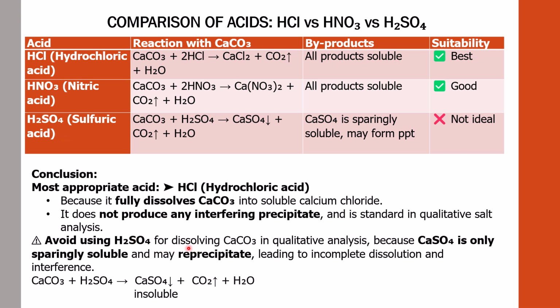This is because dissolving calcium trioxocarbonate(IV) in sulfuric acid in qualitative analysis will produce calcium tetraoxosulfate(VI). This substance is only fairly soluble, and it will reprecipitate, leading to incomplete dissolution and interference. So based on that, sulfuric acid should not be used to dissolve calcium trioxocarbonate(IV). All right, the analysis.